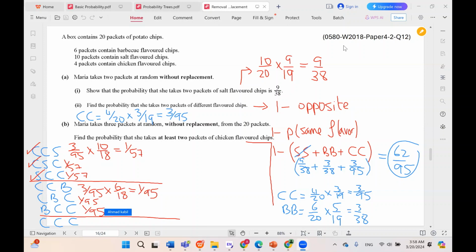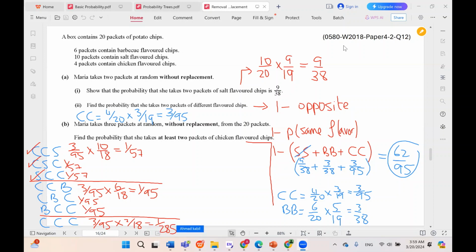And then finally, for CCC, we have 3/95, and then one more chicken. So we have 2/18, because she already picked 2 of the 4 available packets of chicken, and we're picking the third chicken pack. So we have 2 left to pick from out of a total of 18. So this is 2/18. And now this is going to be 6 divided by 95 times 18, which is 1/285.